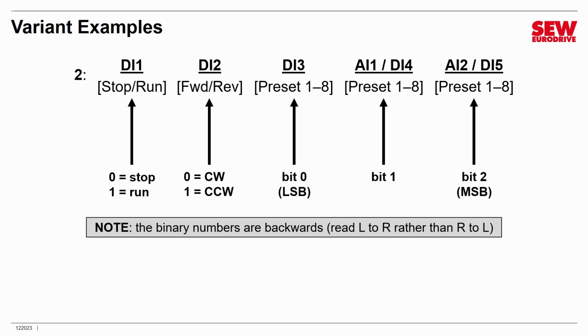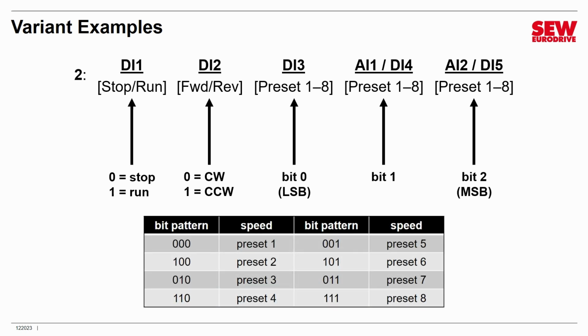So don't let that throw you. Here are all the binary patterns. If you put a 000 in, that will give you preset speed number 1. If you put a 100 in, you'll get preset speed number 2, and on up to 111, which gives you preset speed number 8. So whatever speeds you put in those 8 fixed speed parameters, that's what you'll get when you put these binary inputs.